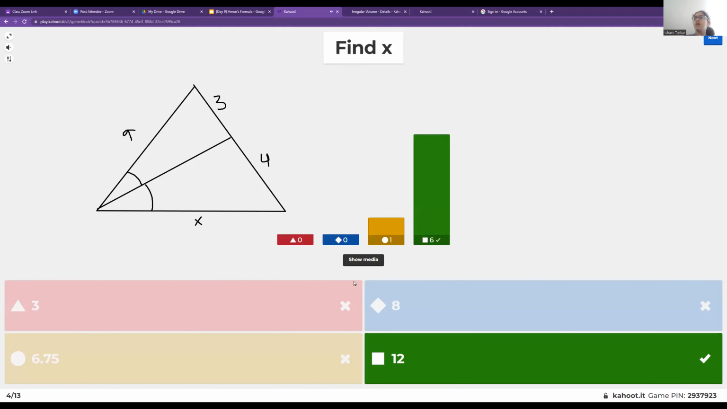Okay, so all but one of you got it right. So it would be 9 divided by 3, remember, which is just 3, is equal to 4 over x, right? So we can multiply both sides by x to get 3x equals 4, and then we divide, okay, wait, hold on. No, it would be x over 4. Yeah. 9 over 3 is equal to x over 4. So we'd multiply both sides by 4 and we'd get 12 is equal to x. And that would be our answer.